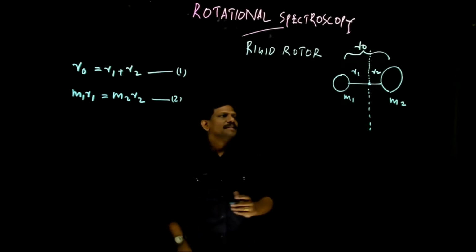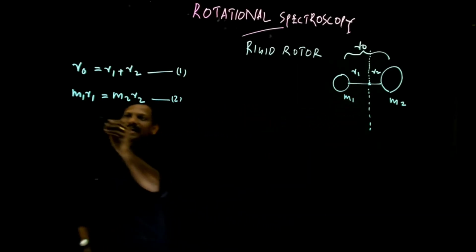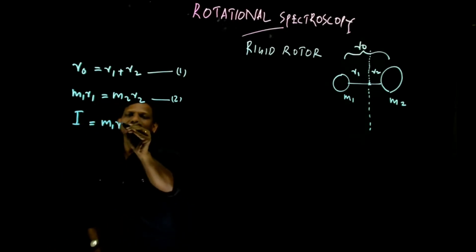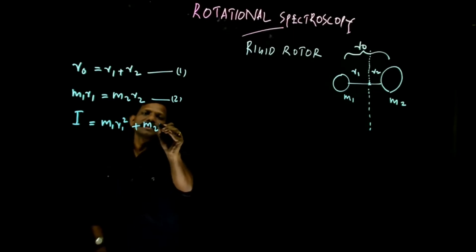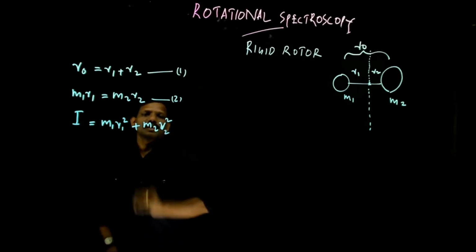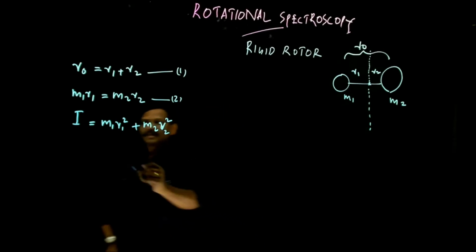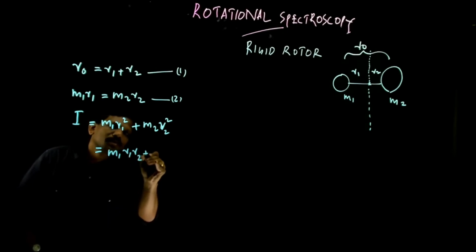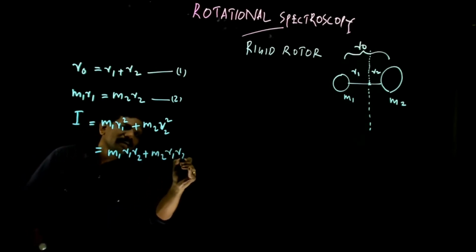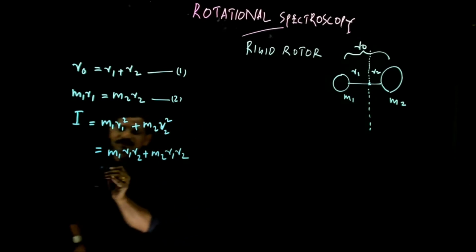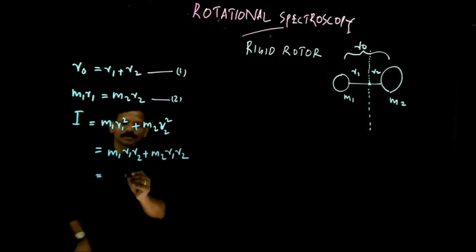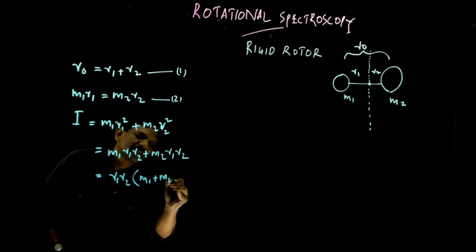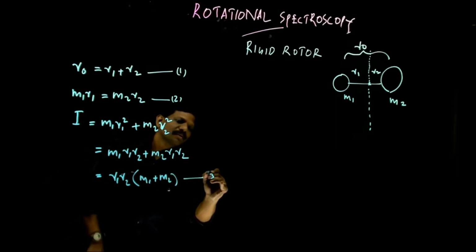Then the moment of inertia based on this rotational axis, I, you can write like this. We already discussed the moment of inertia: M1 R1 square plus M2 R2 square, and you can rewrite like this: M1 R1 R2 plus M2 R1 R2. That means that is equal to R1 R2 into M1 plus M2. Let it be equation number 3.